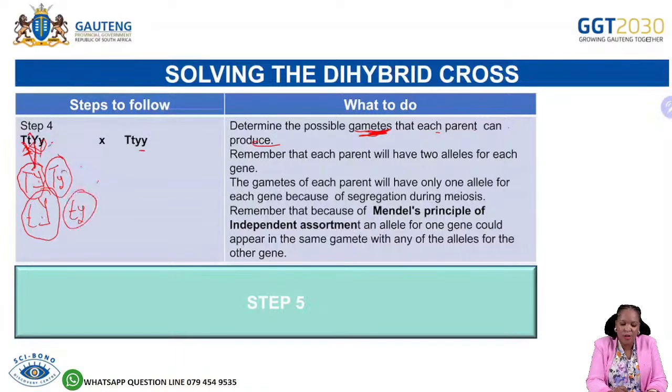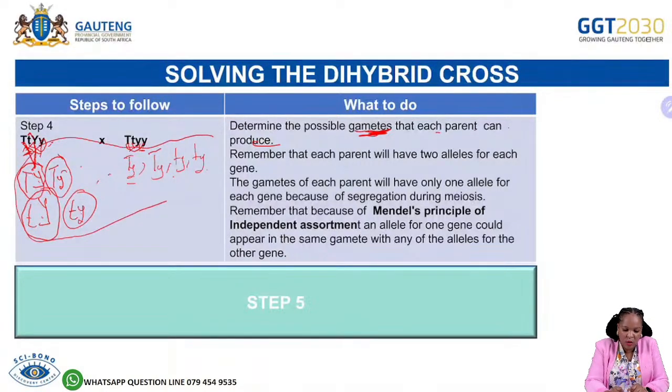So you are trying to do what? Random arrangement of chromosomes and segregation here. So you do the same with this parent, this T with this Y. This is the first possibility. And then this first T with the second y, another one. And then you have small t with big Y, then small t with small y, like this. So all of this that you have worked out here are the possible gametes.